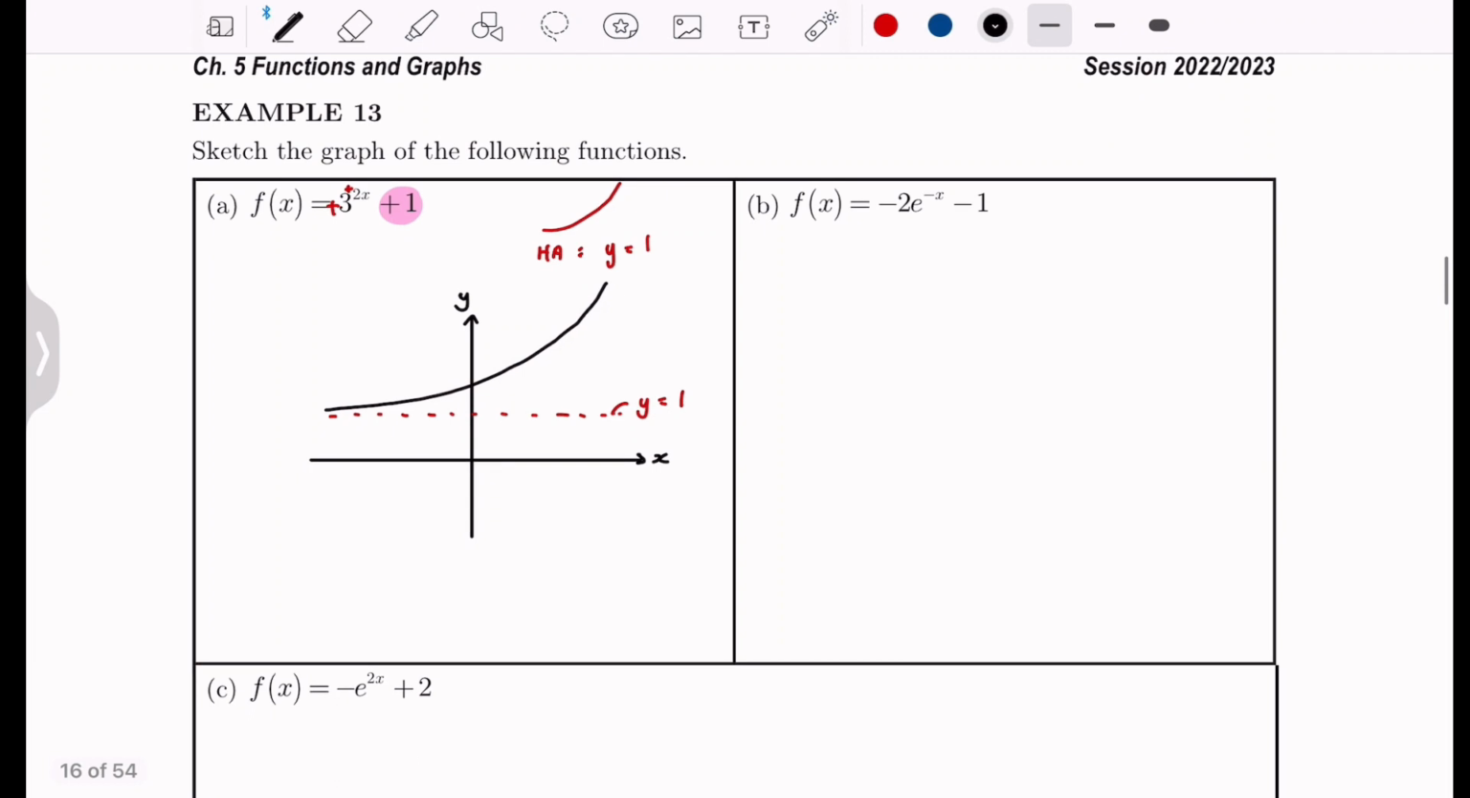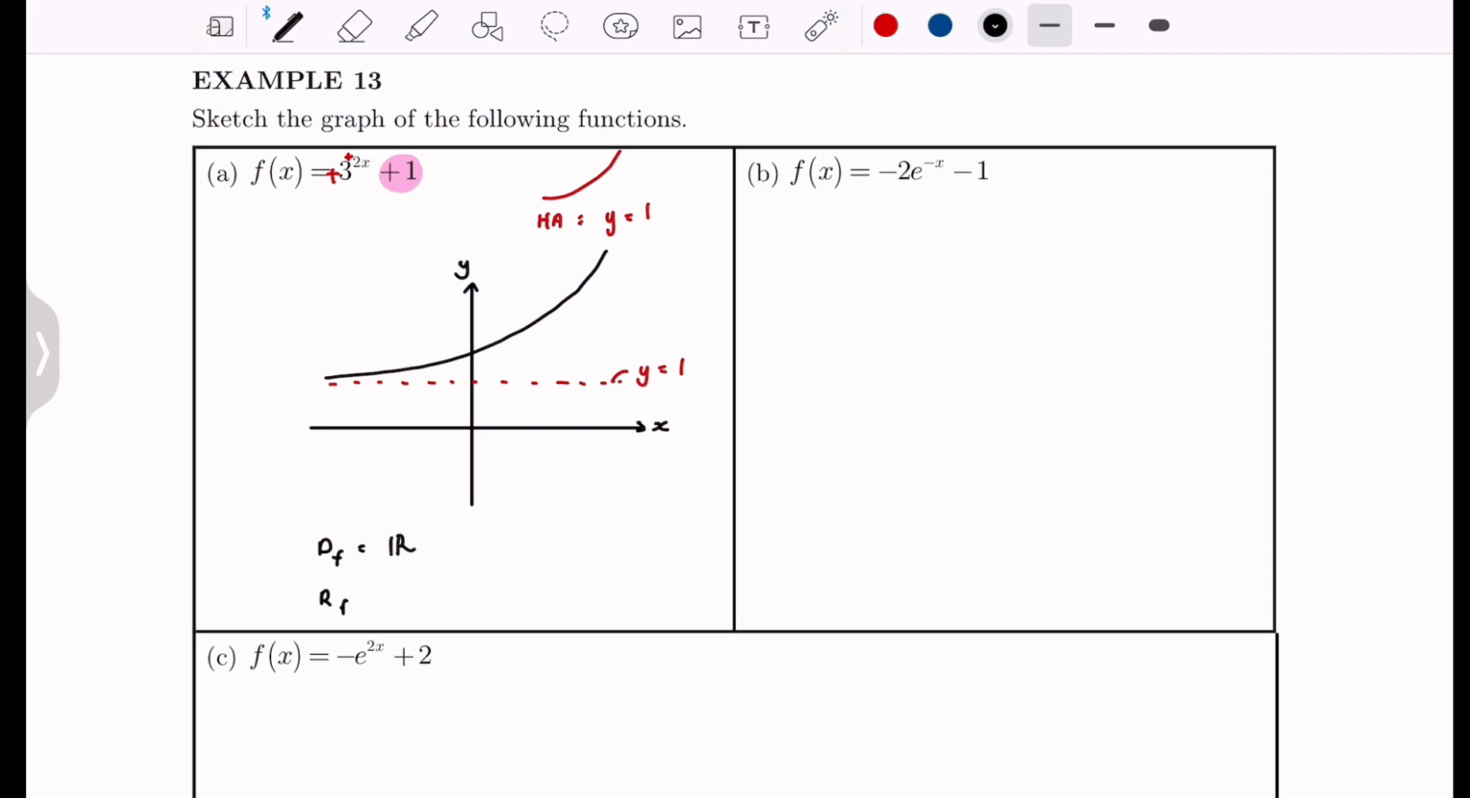So for the domain, even if the question doesn't ask for the domain, we try to state the domain. So paling kiri graph ni boleh pergi negative infinity, and paling kanan graph ni boleh pergi positive infinity. Paling bawah graph ni boleh pergi 1, tapi dia tak akan sentuh 1. So all real numbers for the domain. And for the range, it approaches 1 but doesn't touch 1. So round bracket at 1. And it keeps on increasing up to infinity.